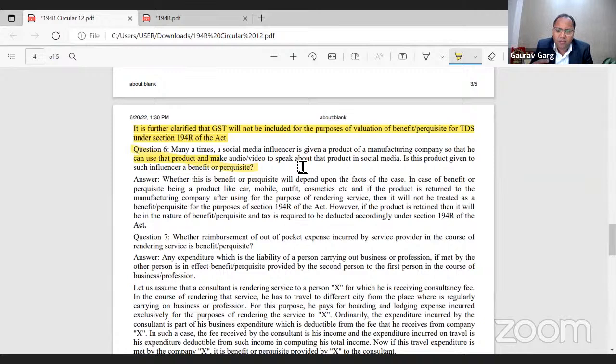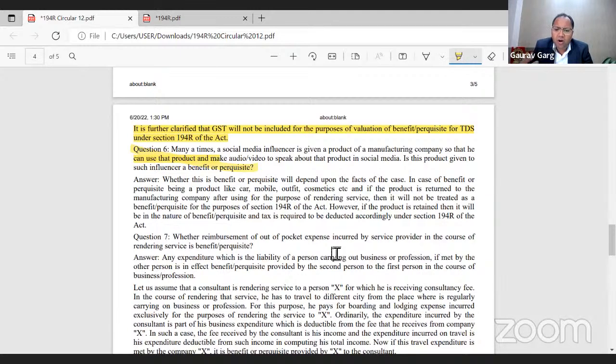In this case, many times you give a product to the media influencer, they use the product, build a video, and put it on YouTube or any other social media. If they are returning the asset back to the company, then it is not a benefit or perquisite. But if they are keeping the asset, let's say I have given a washing machine to the media influencer, and after using it they put up a video. But once the video is uploaded, if they are not returning my washing machine back to me, then the washing machine given to the media influencer would be treated as a benefit to the person, and I need to deduct the TDS under section 194R. Whereas if they return the machine after putting up the video, then 194R would not be applicable. Very important concept.